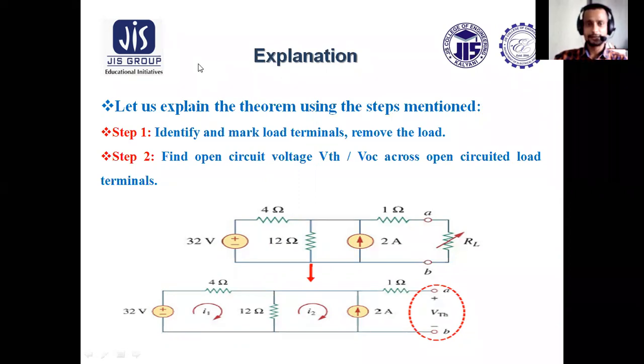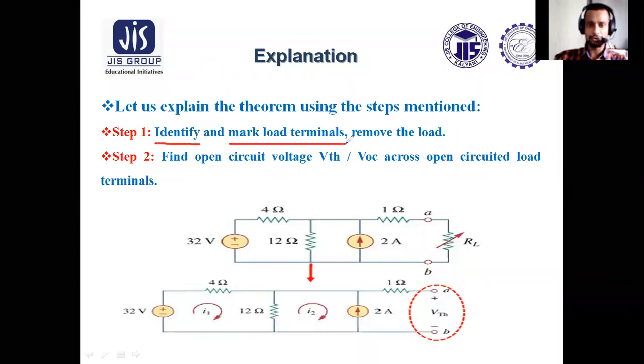First step is to identify and mark load terminals. Then remove the load. So for this given circuit, this RL represents load resistance. Suppose you're asked to find current through this branch, then this resistance will be considered as load. So this load is connected in between A and B points. So AB terminals will be termed as load terminals.